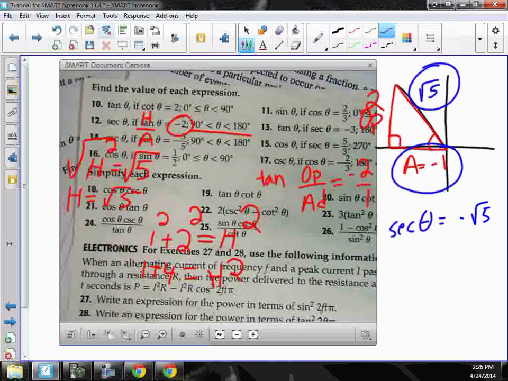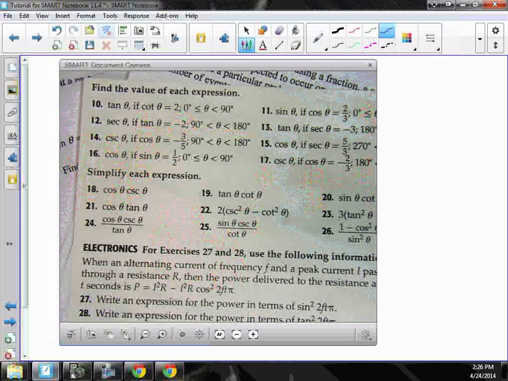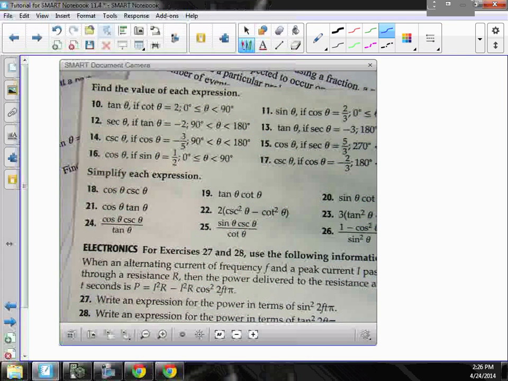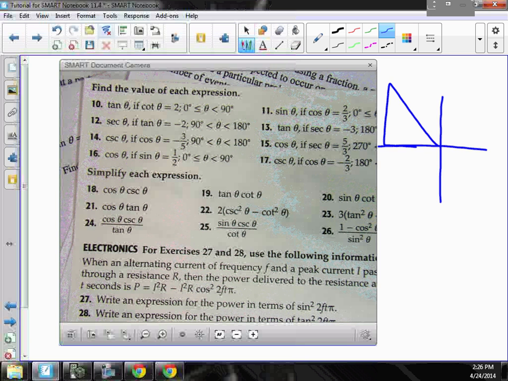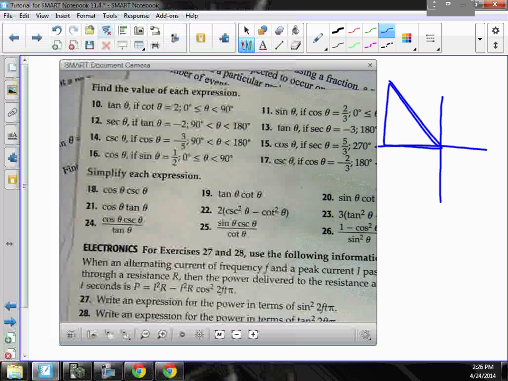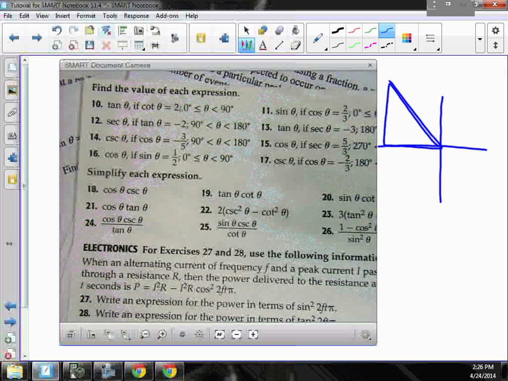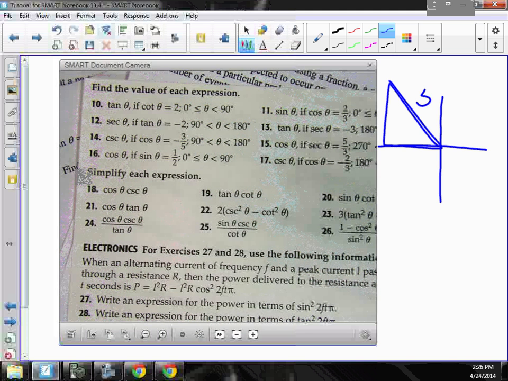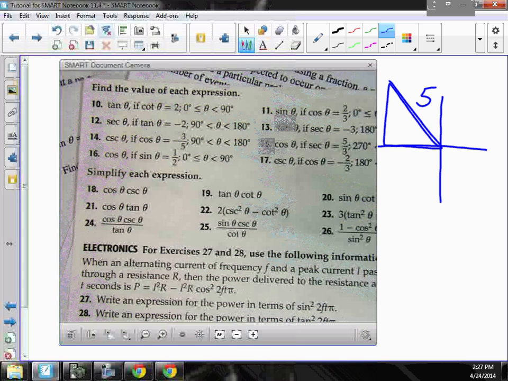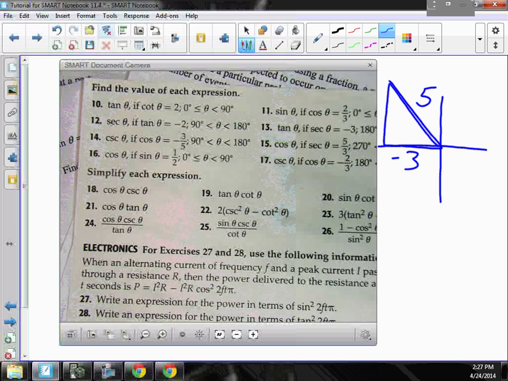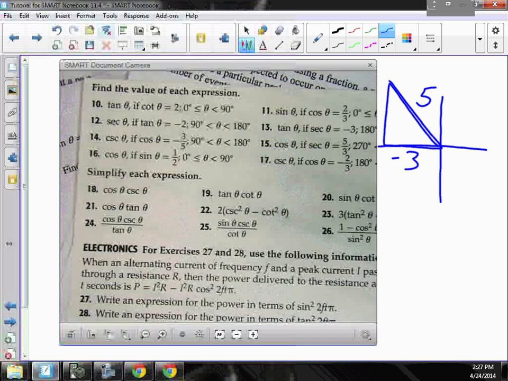Okay, let's do 14. Which quadrant are we looking at for 14? Quadrant 2. So I draw my triangle in quadrant 2. And if the cosine is negative 3 over 5, where do I put those? 5 is the hypotenuse, and I know that 5 has to be positive, which means the ground, the adjacent side, is going to be negative 3. Okay? But this is a 3, 4, 5 triangle. So the opposite side is going to be 4.